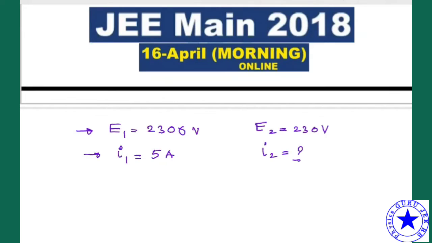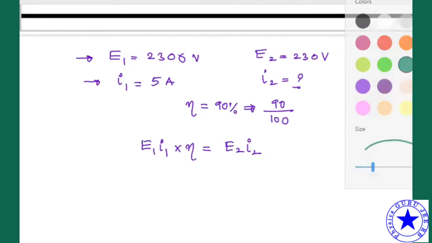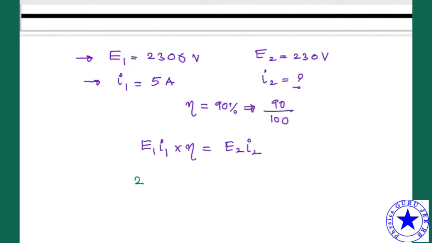So what is the current? Now here the efficiency of the transformer is given as 90%. When it is given 90%, we can write 90 divided by 100. So now all the values will be substituted. E1 into I1 into eta is equal to E2 into I2. Hope it is clear, right? Now, E1 is 2300, I1 is 5, eta is 90 divided by 100, equals E2, which is 230 into I2. So this we have to calculate.